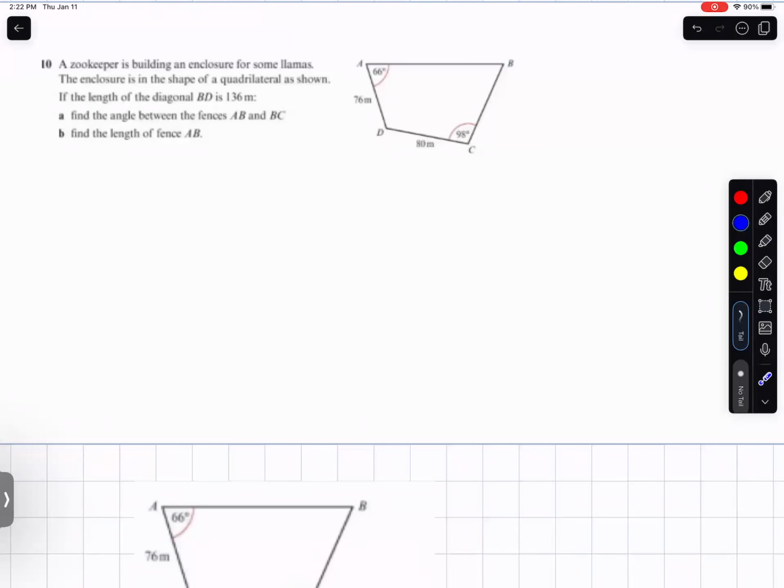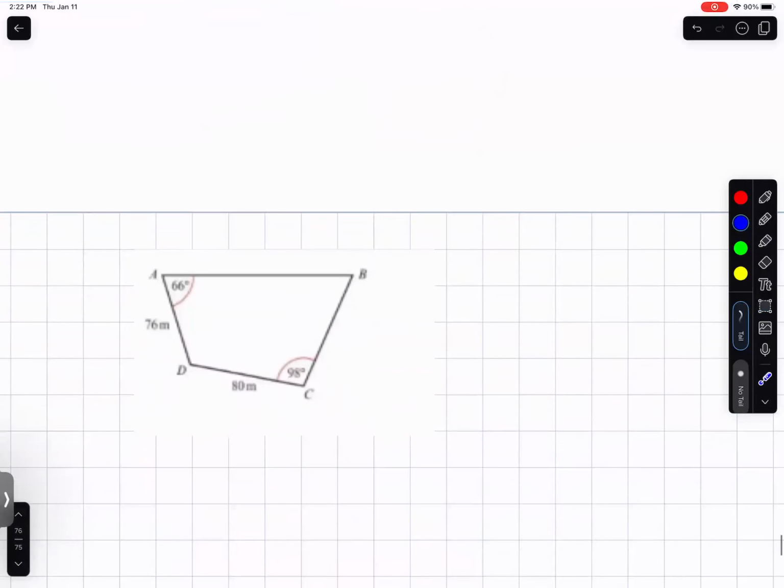So we are given that the length of the diagonal BD is 136 meters. So I have this shape drawn here. So this is the diagonal BD. Okay? So BD is 136 meters. The first question is to find the angle formed here, which is our theta. Looking at this question, we have two triangles, which is the first triangle here.